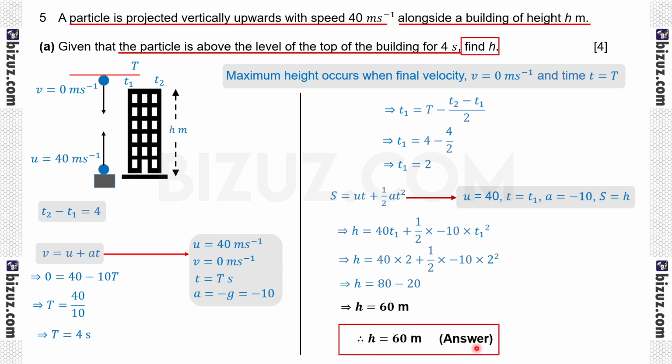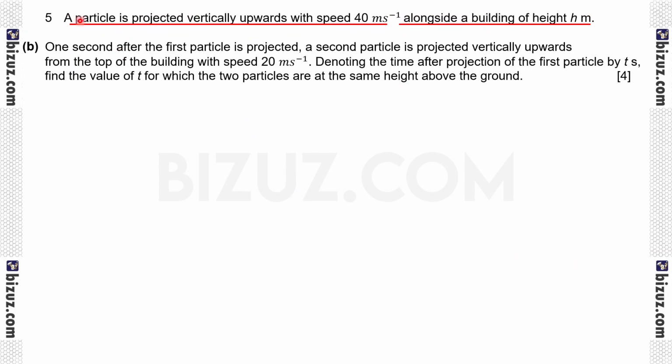Now the next part of this question. The overall question remains the same. Now, however, it says 1 second after the first particle is projected, a second particle is projected vertically upwards from the top of the building with speed 20 meters per second. Denoting the time after projection of the first particle by t seconds, find the value of t for which the two particles are at the same height above the ground. Now this question holds 4 marks.